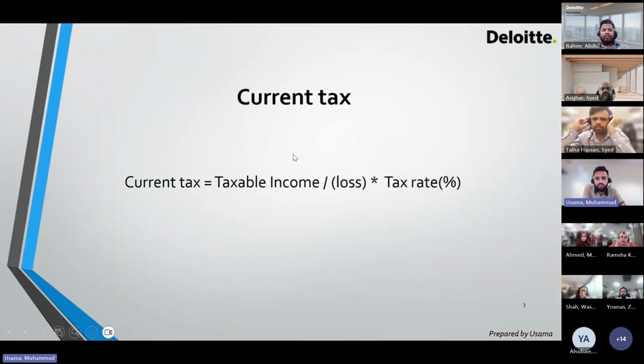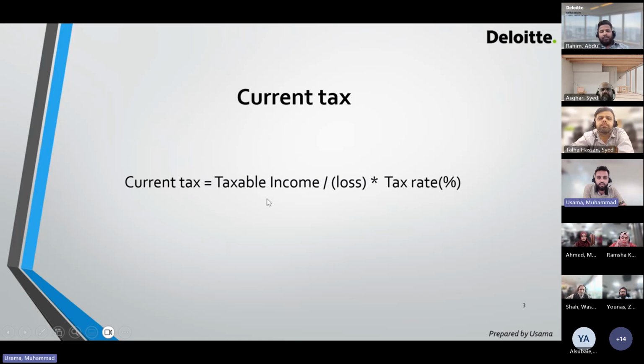So let's start with the current tax. Basically, the current tax is a tax, as I said, which is paid to our tax authorities. For this purpose, we need to compute current tax with this formula. This formula has two components: one is taxable income and another one is tax rate.